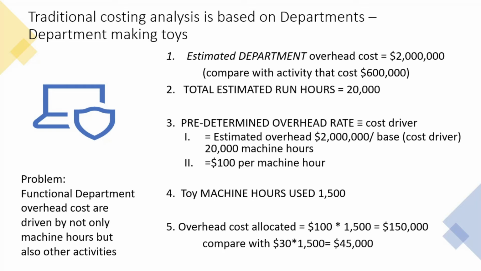Compare that with activity-based costing, where we are specific about the machine that's been used and the cost of running that machine and the overhead that's generated by that machine. And that's $30 per hour, 1,500 hours, same hours, $45,000. So we can see there is a difference between the traditional costing analysis and the activity-based costing analysis. Overhead costs under the traditional costing is 150 grand, whereas under the activity-based costing it is 45 grand.